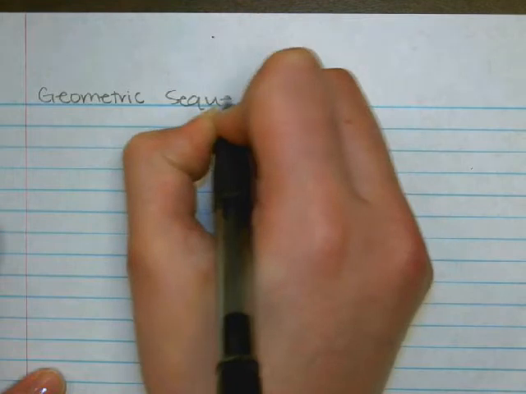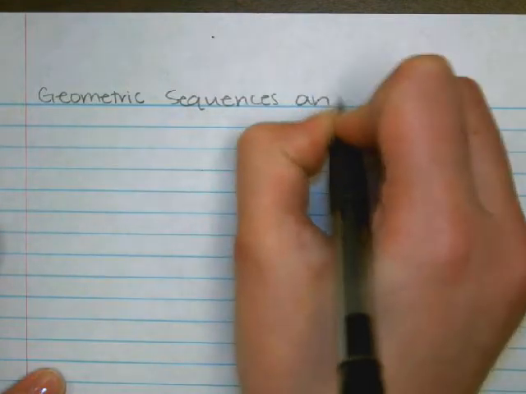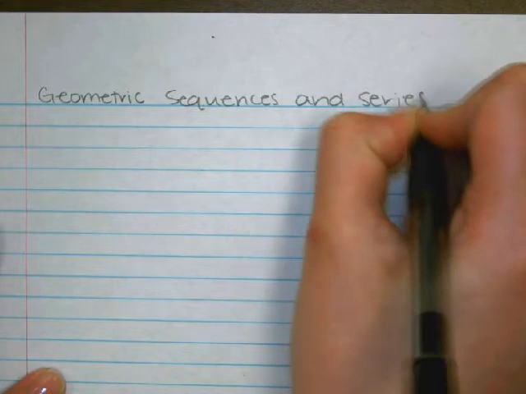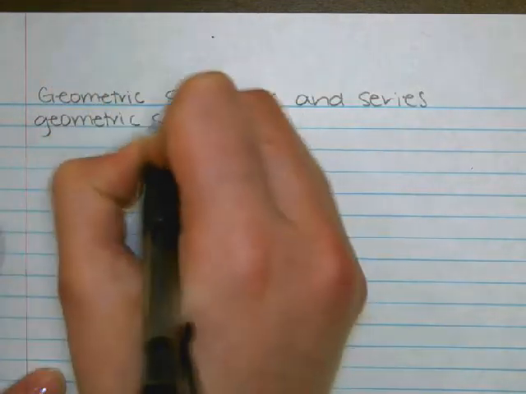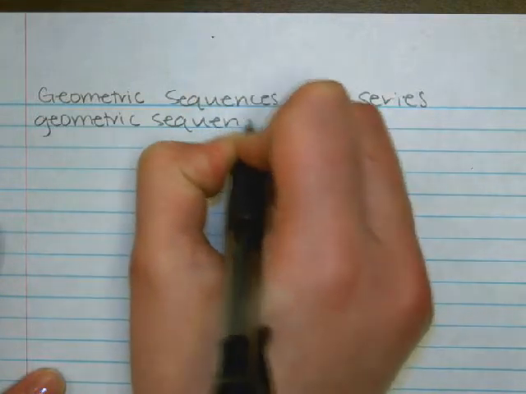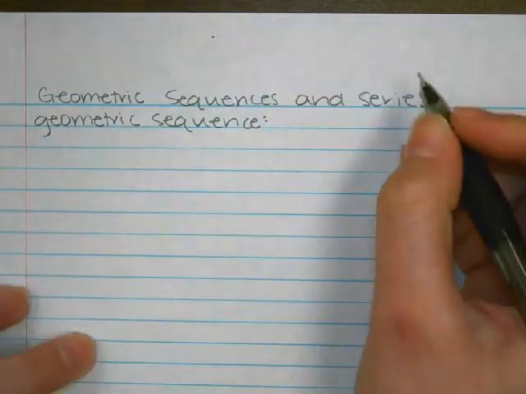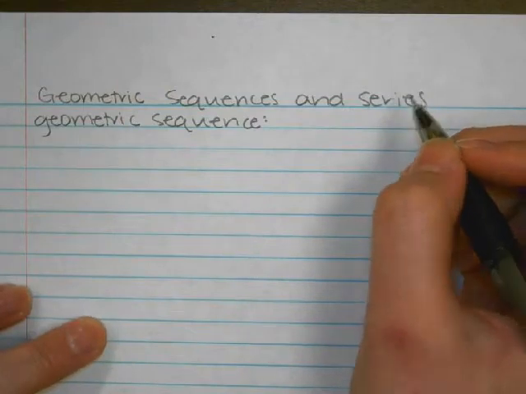All right, so now that we've looked at general sequences and series, and we've looked at arithmetic sequences and series, now we're going to focus in on geometric sequences and series. So a geometric sequence is a sequence that consistently multiplies by the same number.